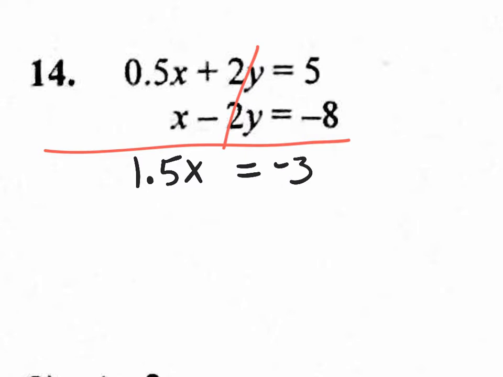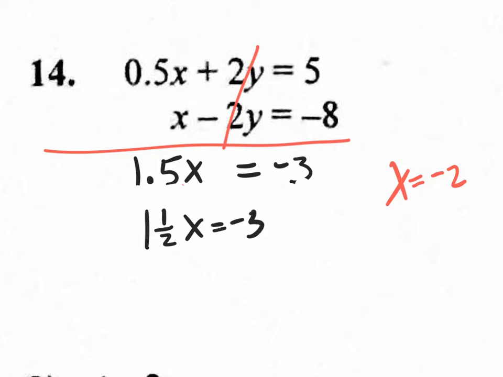Okay? Now, with the calculator, you could, if you wanted to, divide by 1.5, divide by 1.5, and you should get your answer x equals negative 2. But let me show you a different way. Let's say you did not have a calculator. You could convert the decimal to a fraction. 1.5 is really 1 1/2 equals negative 3.